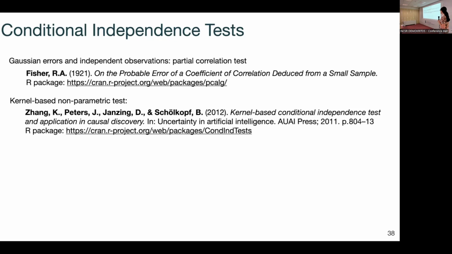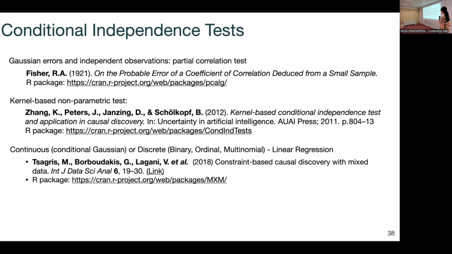So some people extended it, for example, to kernel-based non-parametric tests where you have no Gaussianity involved. You can apply this for any type of function. The previous one is implicitly assuming linearity, while this one works for any function. So there's no free lunch, right? If you have very general tests, you need larger sample sizes to detect things correctly.